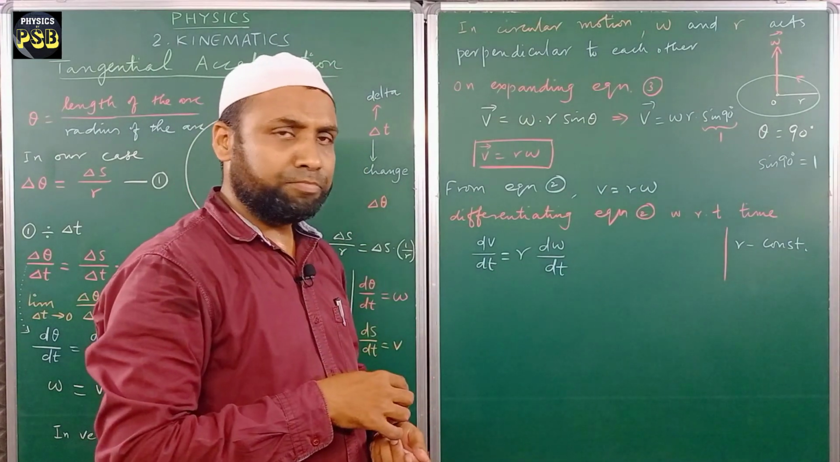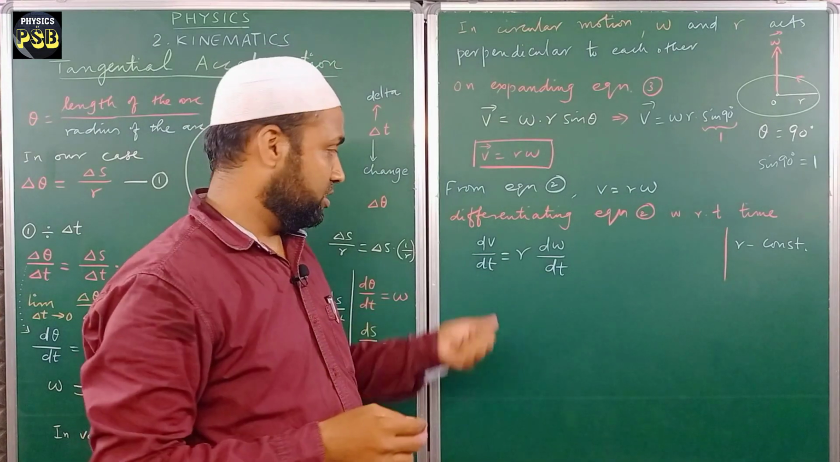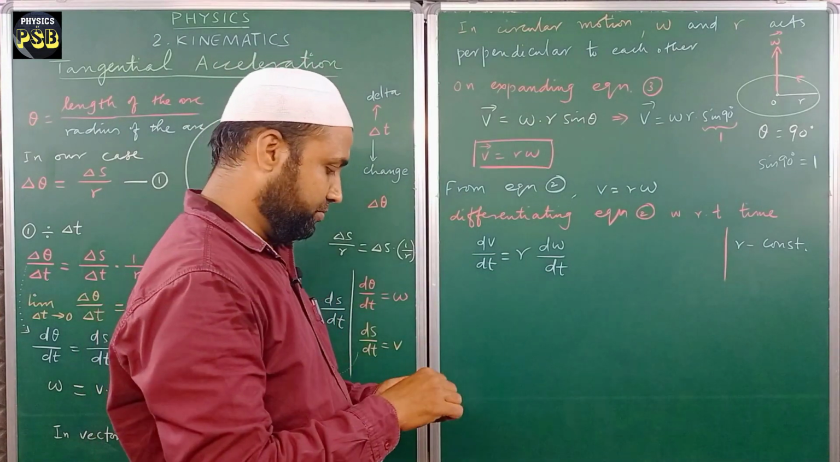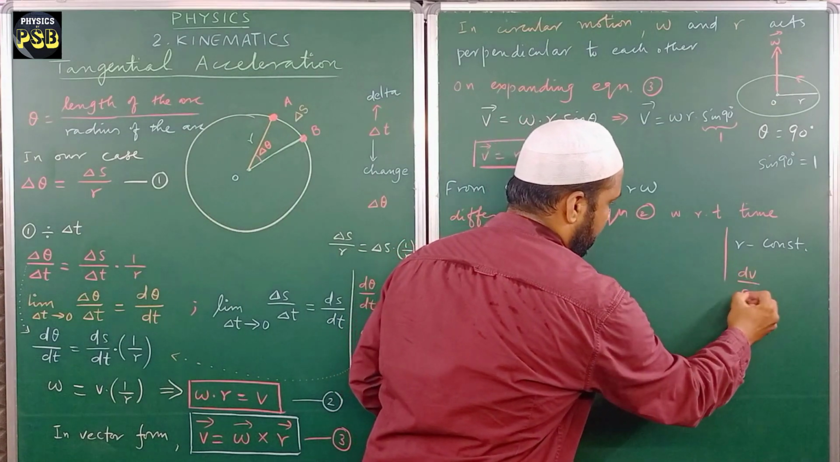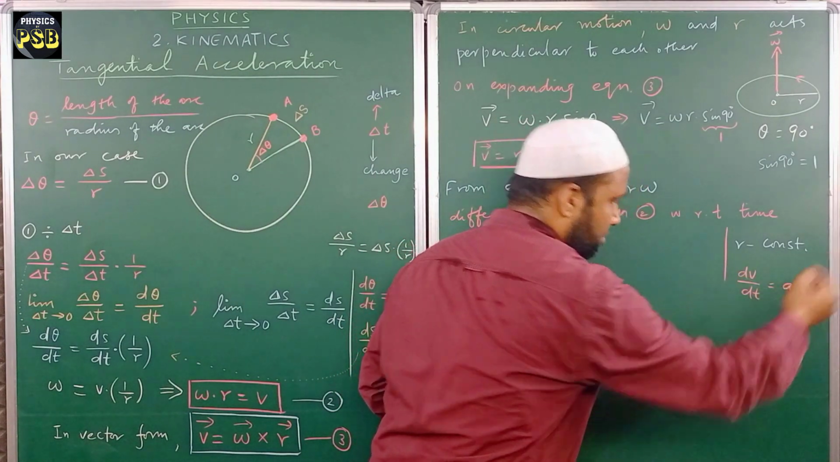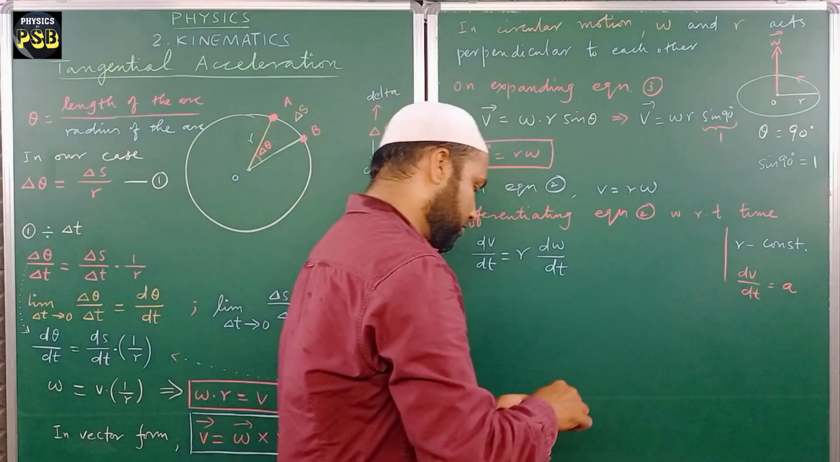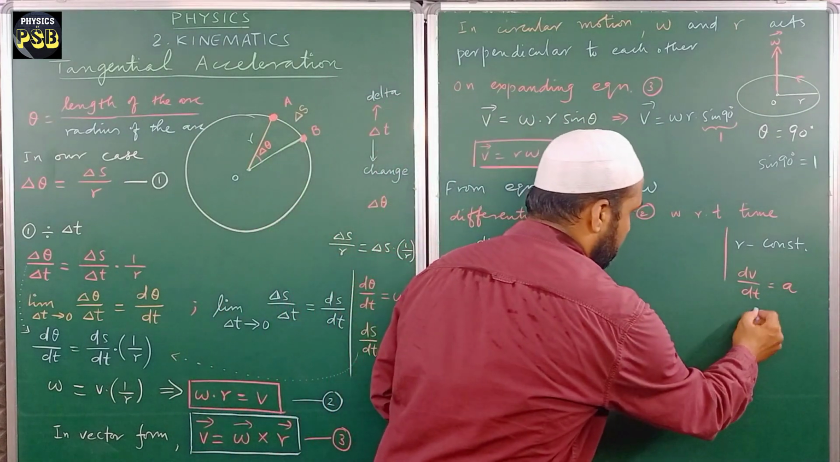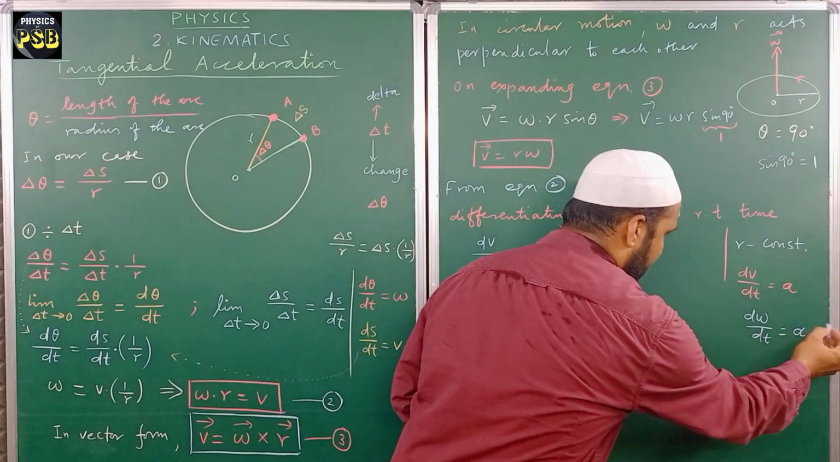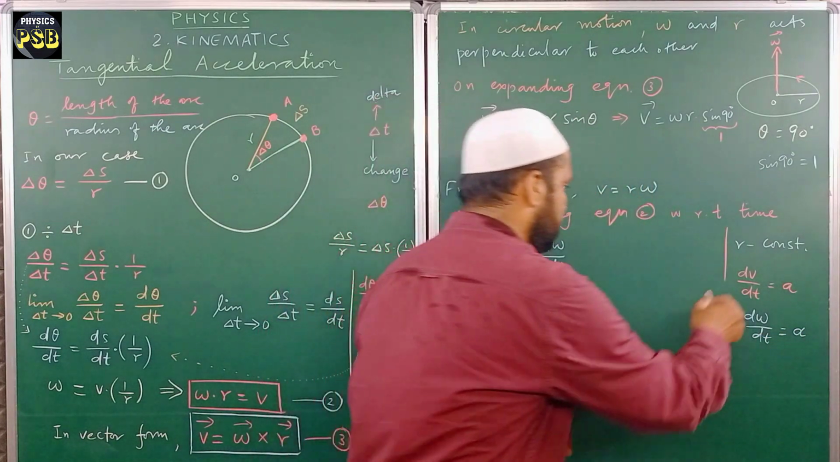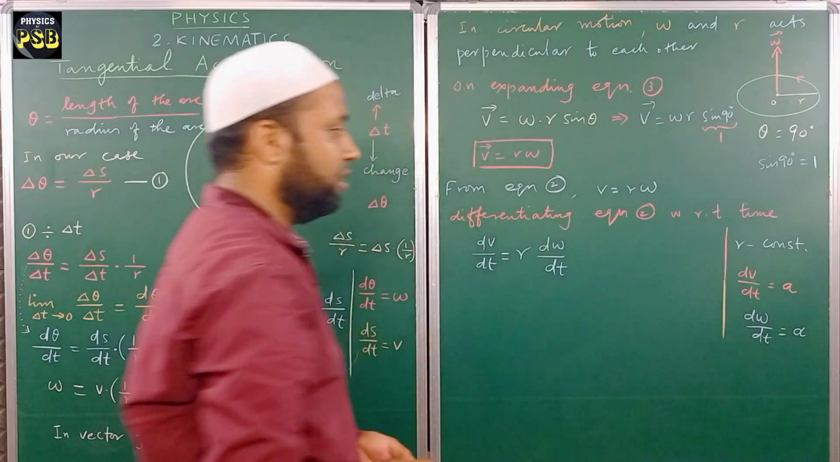we get the acceleration, linear acceleration. What is that? dv upon dt is linear acceleration, from letter A. In a similar way, d omega upon dt is nothing but angular acceleration. This we have learned in the previous video. Okay.